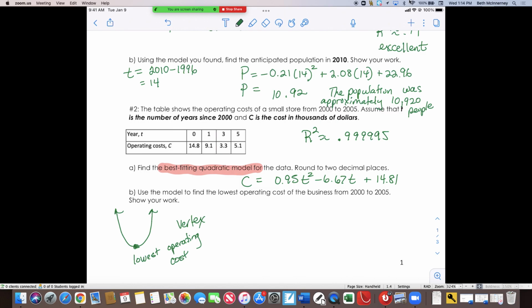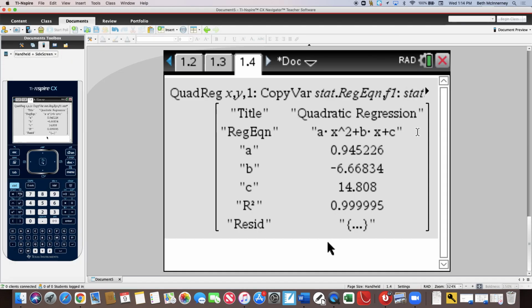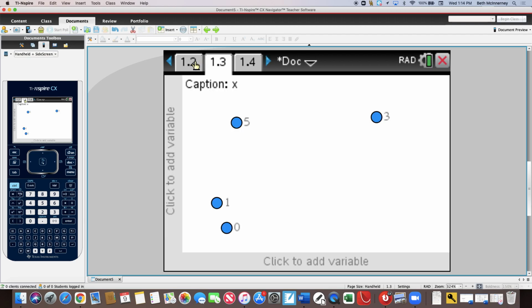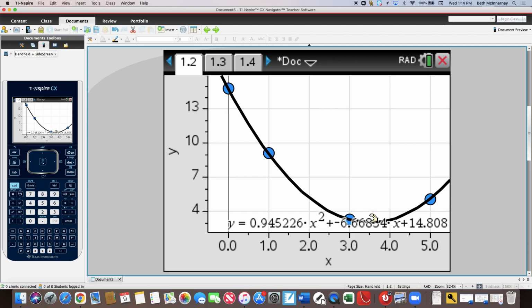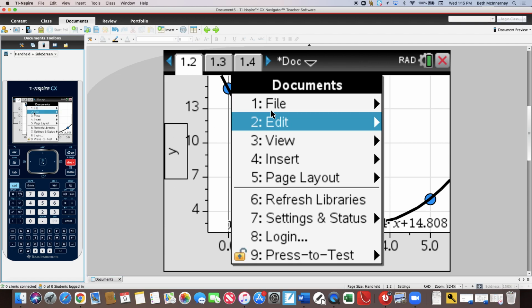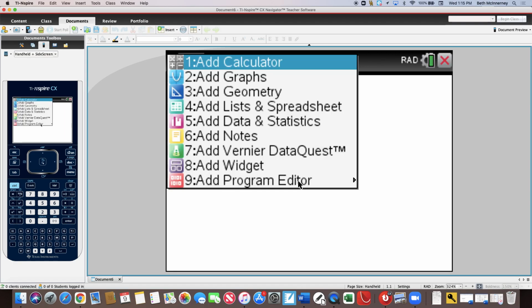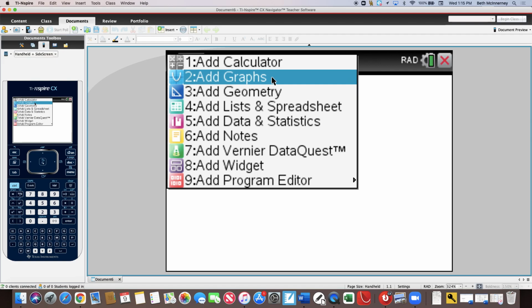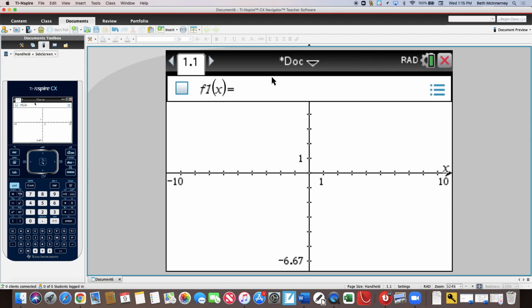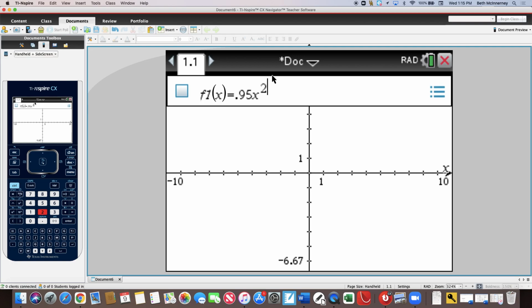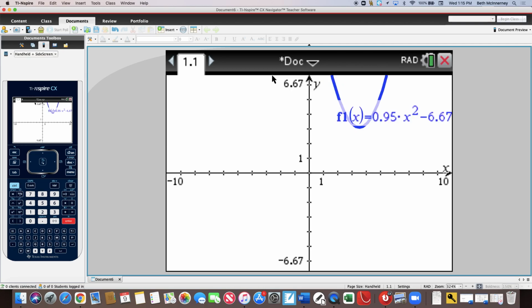Okay, so let me stop sharing and go back to that calculator graph. There it is. So watch this. I can add a graph. I'm not going to save that. So watch this. You can do this on either type of calculator. Go to add a graph and let me show you this. I'm going to put 0.95 x squared minus 6.67x plus the 14.81.